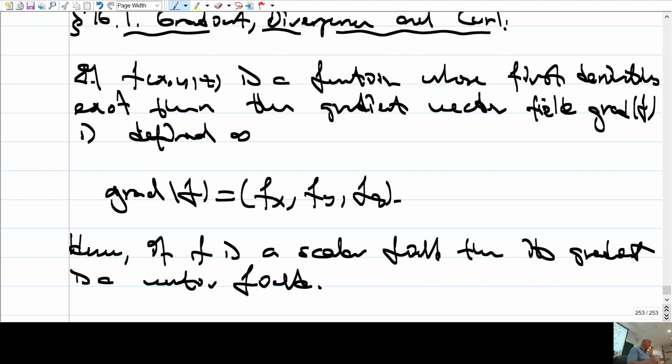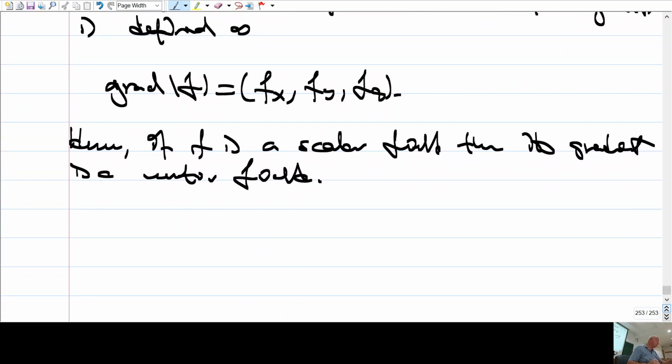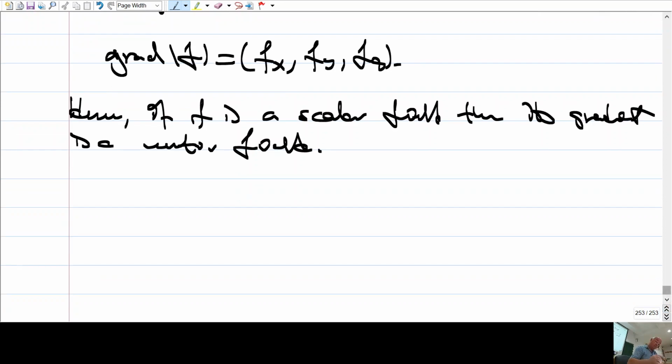Okay. What about divergence and curl? Divergence and curl.